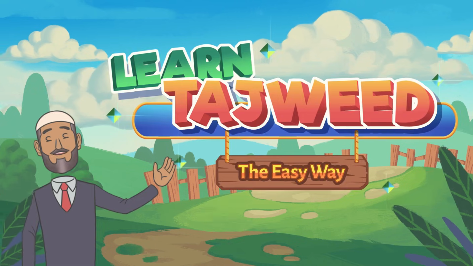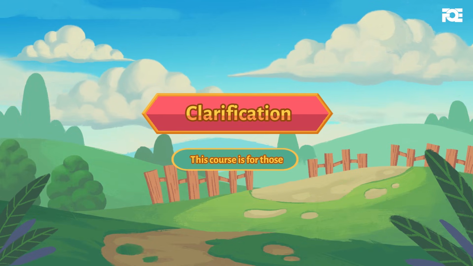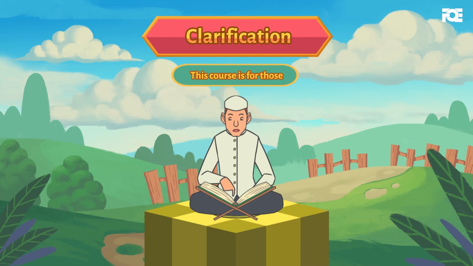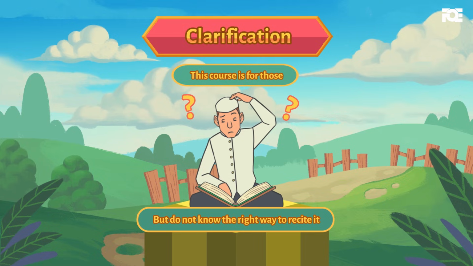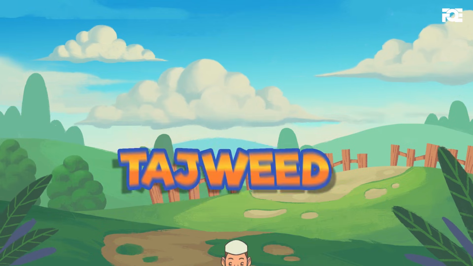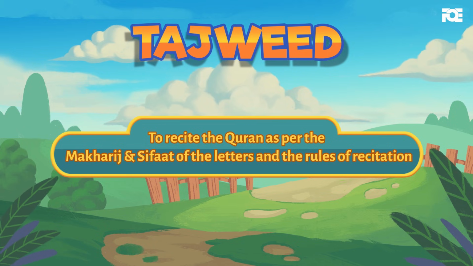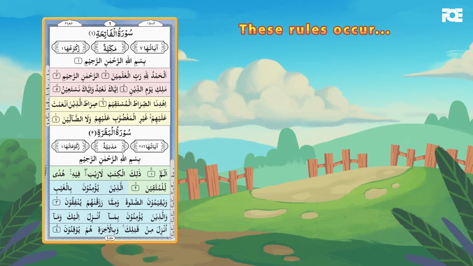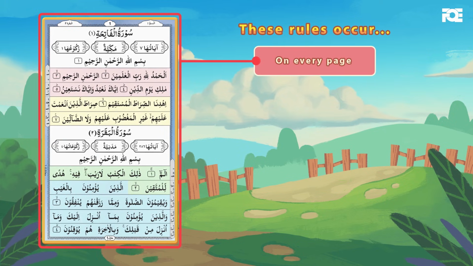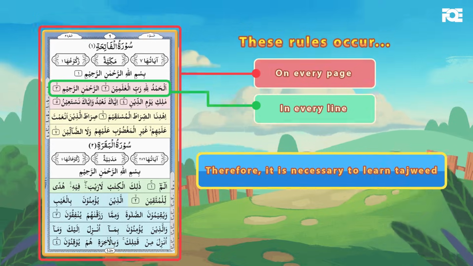Learn Tajweed the easy way. Lesson number 1, Introduction. This course is for those who know how to recite the Quran but do not know the right way to recite it. That is, with Tajweed. What is Tajweed? To recite the Quran as per the makharij and sifat of the letters and the rules of recitation. These rules occur on every page, in fact in every line. Therefore, it is necessary to learn Tajweed.